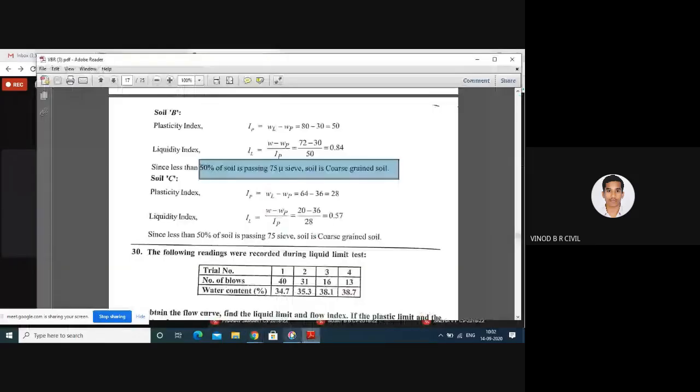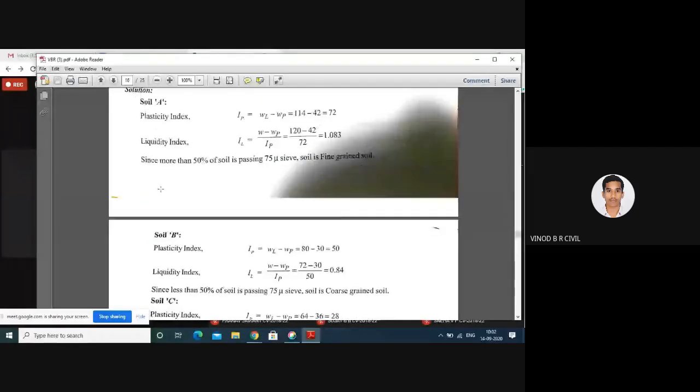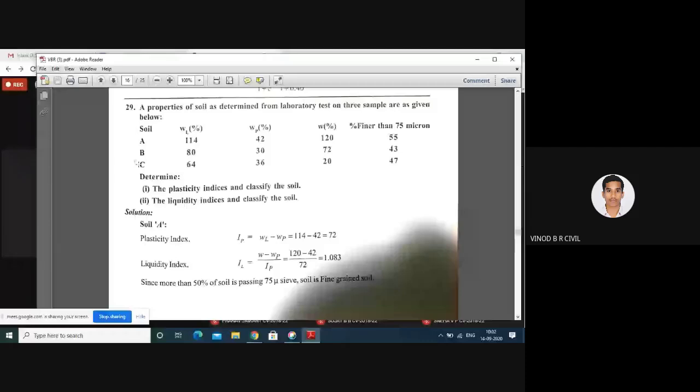Next, soil C. Again, see here, soil C property. The liquid limit is 64, plastic limit is 36, water content is 20, and percentage of finer than 75 micron is 47. 64, 36, 20, and 47. That is soil C.